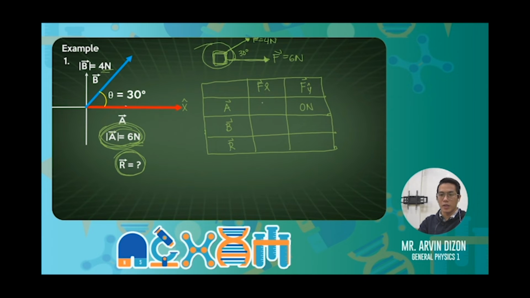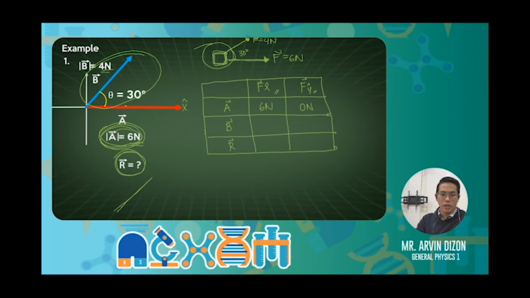That will now be 6 N. We now have our concern for vector B. So for vector B, we have to first find its resultant vector, which will be the x and the y, before we can add them together. Now, to do that, we have to separately analyze vector B.